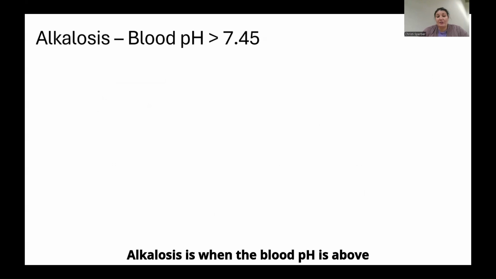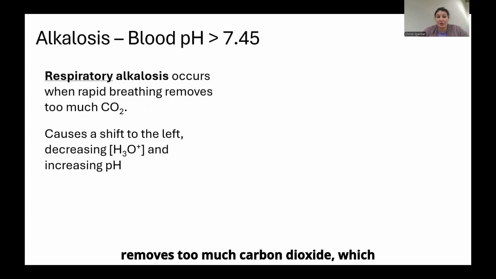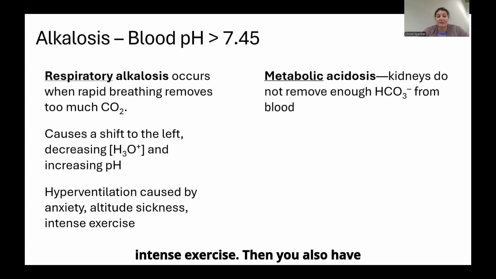Alkalosis is when the blood pH is above 7.45. You have respiratory alkalosis, which is when rapid breathing removes too much carbon dioxide, which causes a shift to the left, which decreases your H3O+ and increases your pH. This is caused by hyperventilation, which can be from anxiety, altitude sickness, or intense exercise.